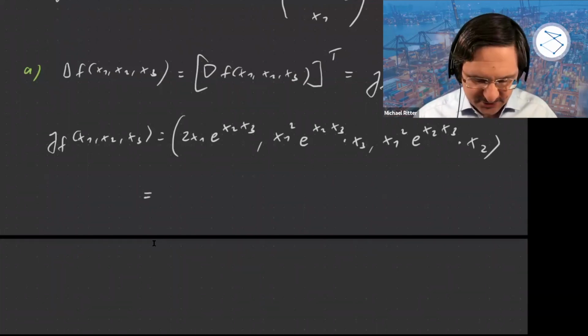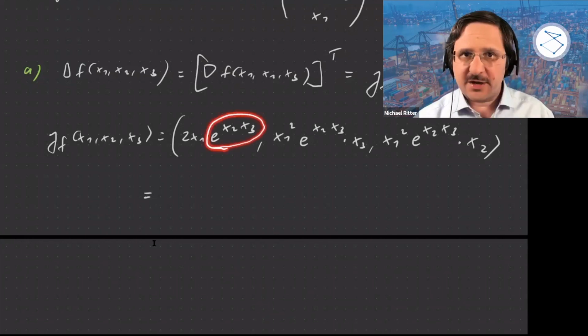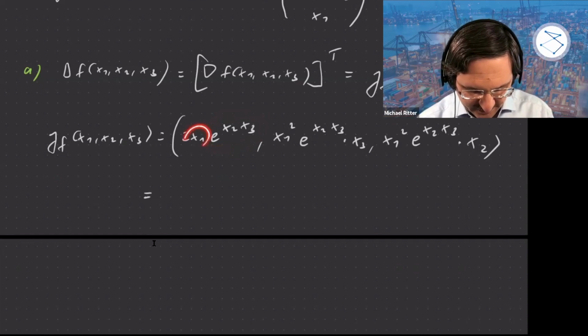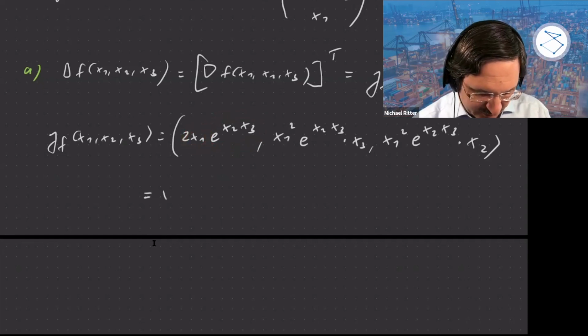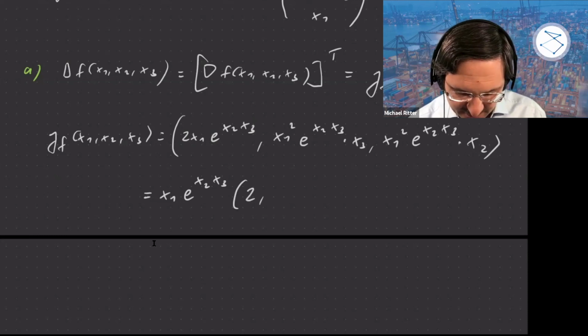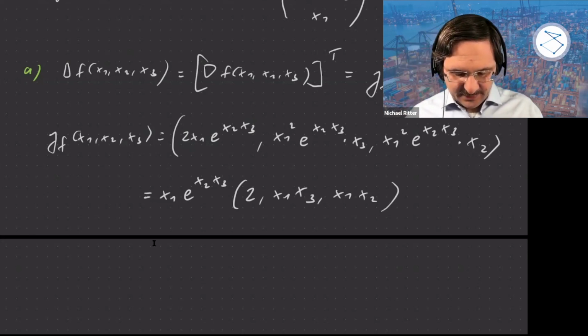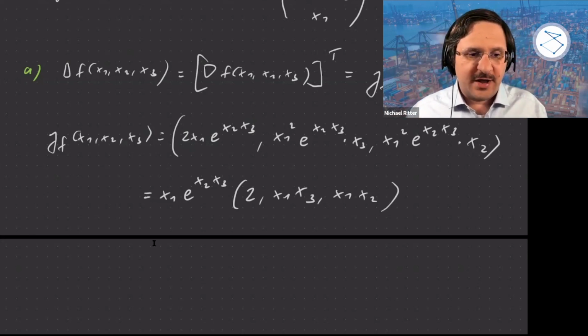To simplify things just a little, there's a common factor of this e term. This is common to all the components here, and x1 is also in all components. So we can factor that out and say, well, that's the same thing as x1 times e to the power of x1 x2 x3 times 2. We get x1, x3. And here we get x1, x2. Okay, so that's the Jacobian of the function f.